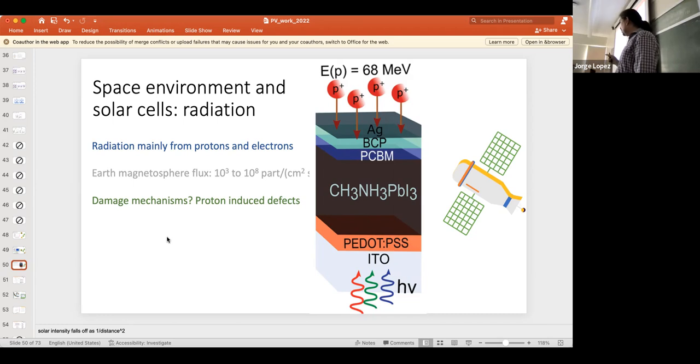Right. The protocol was that Buzz Aldrin would get on top of Armstrong because Armstrong was the higher officer. Oh. So he was his human shield. That was the protocol. That's what NASA did back in the 60s. So the damage is that we're going to have protons create defects in our material.